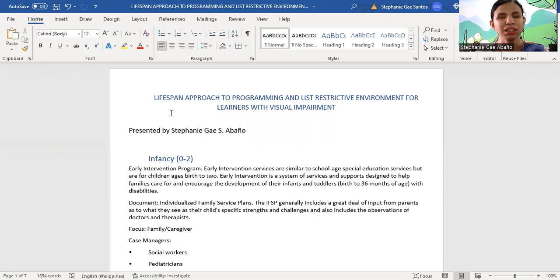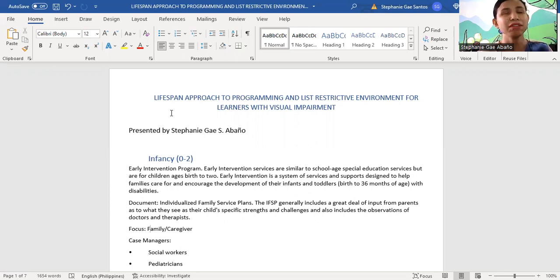The IFSP lays out when and where services will be provided and what goals those services will help the child reach. Services usually include speech therapy, physical therapy, and sometimes occupational therapy, in addition to therapy particular to learners with disabilities, and services helpful to the whole family. Family is the main focus of this.